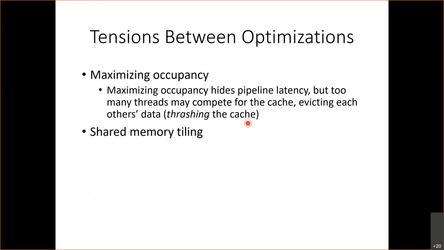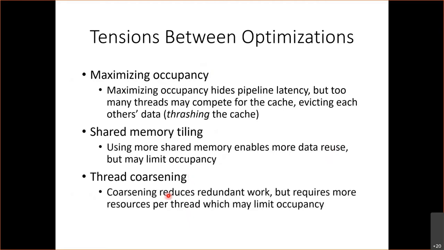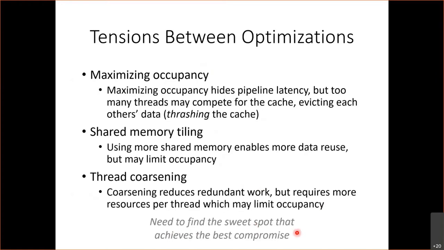Another example is shared memory tiling. If I use a lot of shared memory, it helps me enable more data reuse. But if I use too much shared memory, it might limit my occupancy because the SM doesn't have enough shared memory to fully utilize all the threads that it can have scheduled. Another example is thread coarsening, where coarsening reduces redundant work, but it requires more resources. So if I do too much coarsening, I may end up limiting occupancy as well. So it's important for us to find the sweet spot that achieves the best compromise.